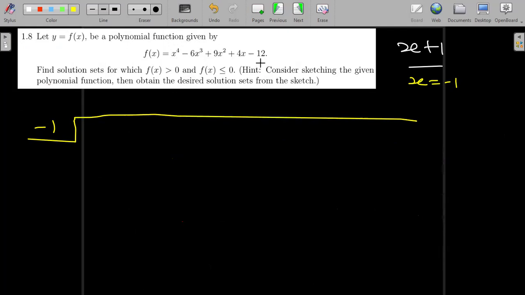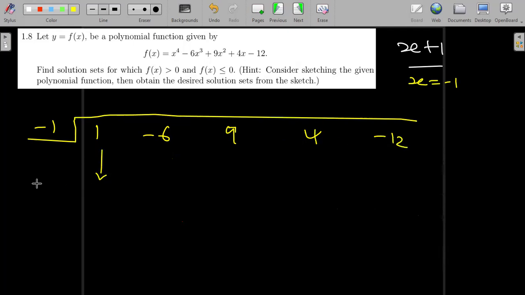So just get the coefficients of this, and they should be dropping down nicely there. The coefficient of x to the power 4 is 1, power 3 is -6, power 2 is 9, power 1, which is just for x, is 4, and then power 0 is -12.